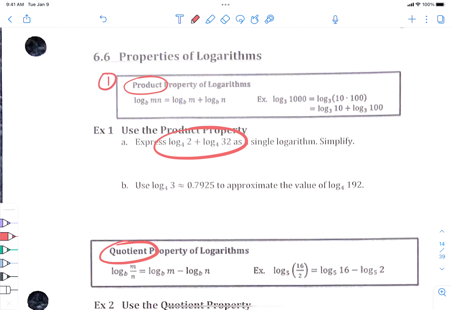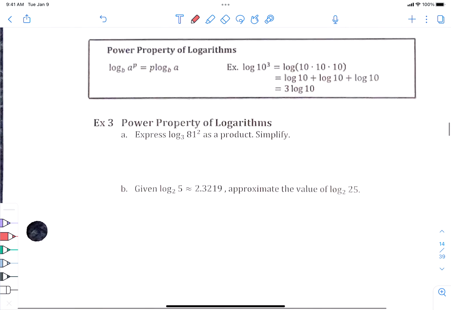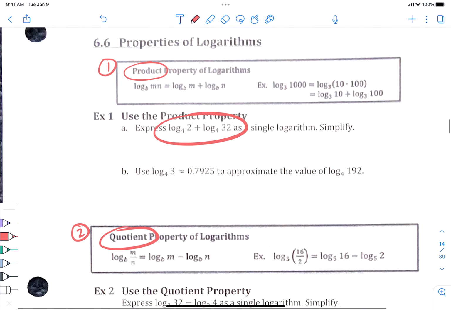So this is property number 1. This is property number 2. There are 2 more properties because there's 2 more boxes. We'll learn those 2 tomorrow, okay? So property 1, property 2.